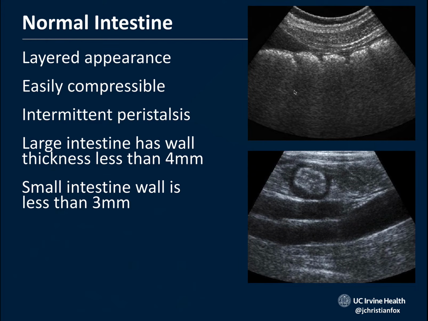Now, normal intestine does have this layered appearance. You can see there's air within the lumen of the bowel. It's just normal looking layered bowel here. But you will see intermittent peristalsis.